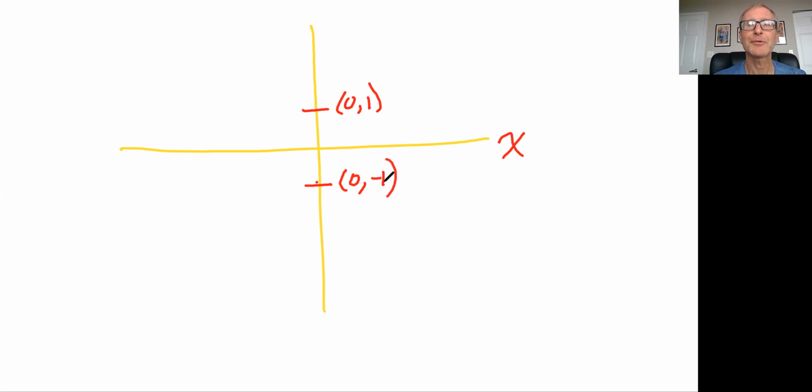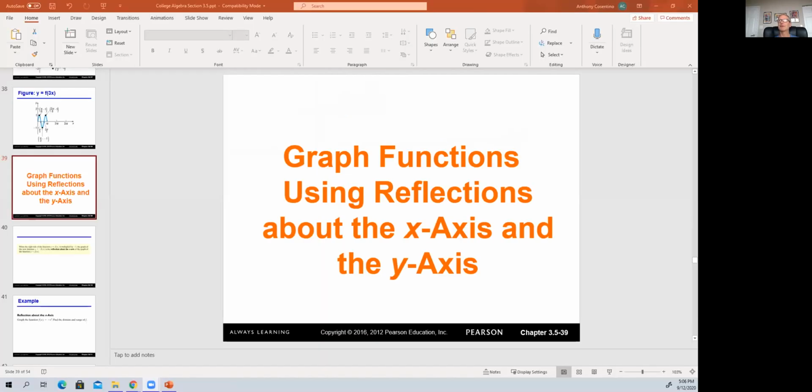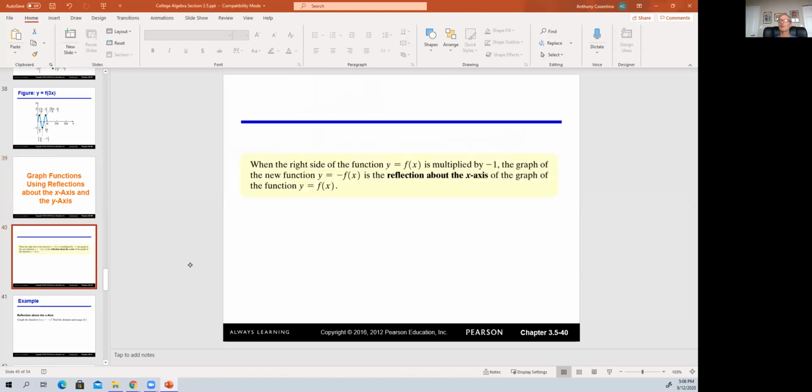And the same thing happens when you reflect for the x. So let's do the y first. Here is our definition. We just change the sign of the output, or the y variable. So basically you take your equation or function and you just multiply it by -1. And then that will reflect it, or mirror image it, around the x-axis.